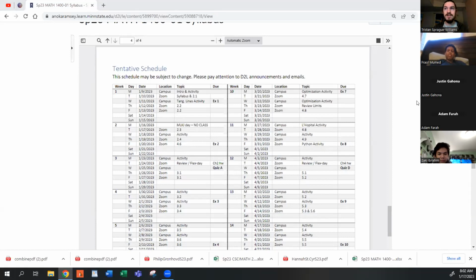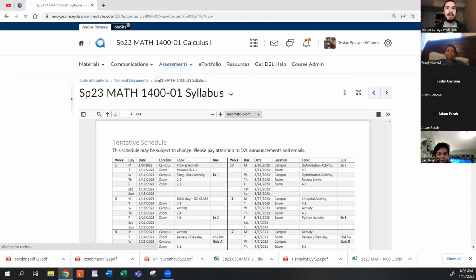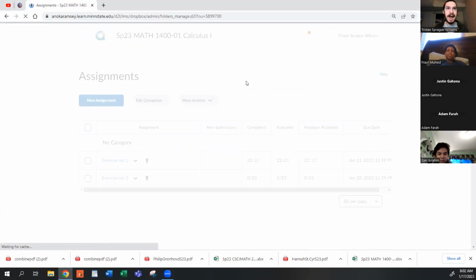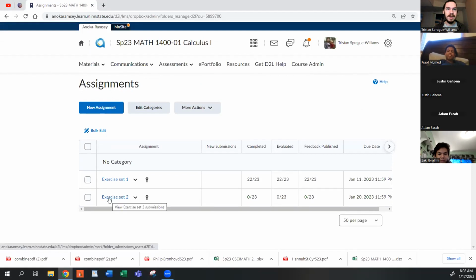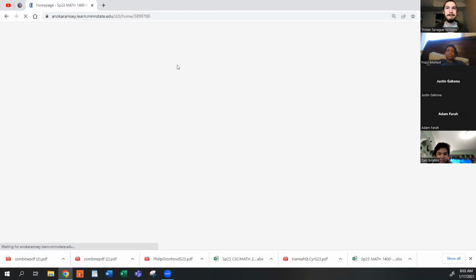Speaking of exercise set 2, if you go into assessments, exercises, I have put that exercise set up right here. Exercise set 2 is right there. So you can open that up and look at it. When you look at it, well, I'll show you what it looks like.